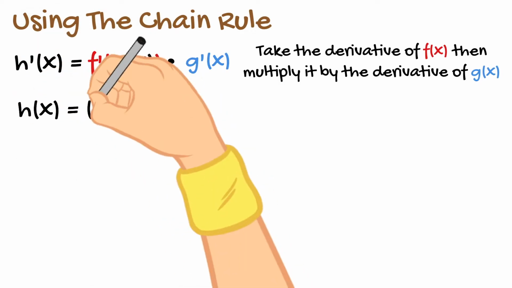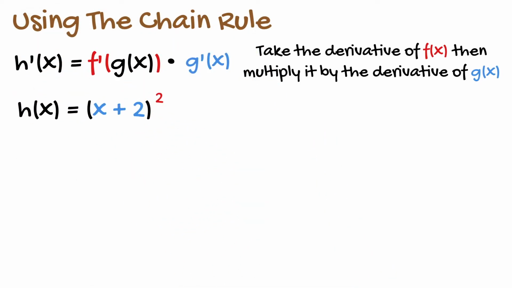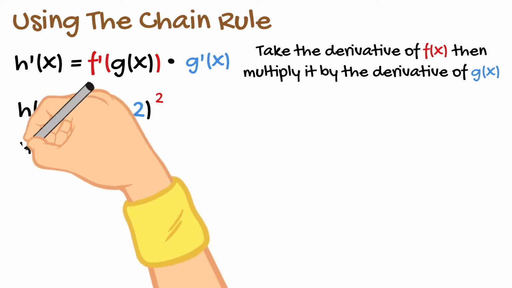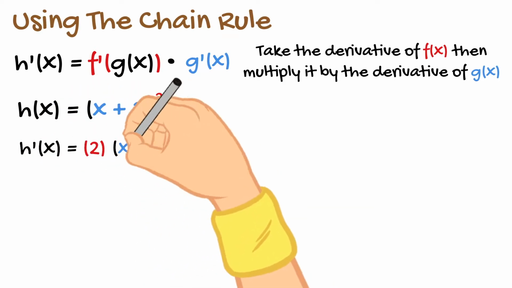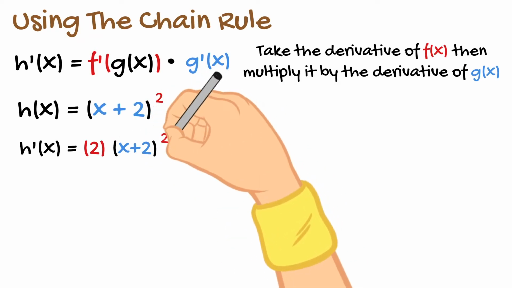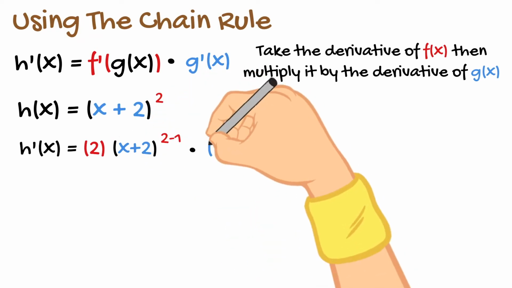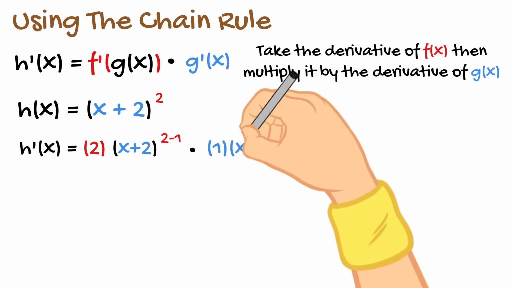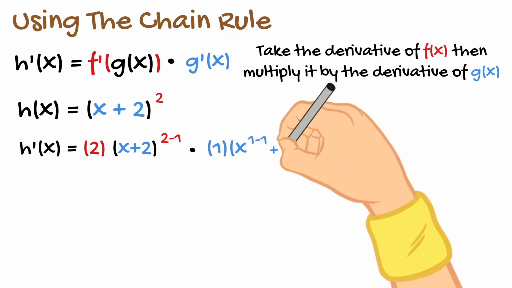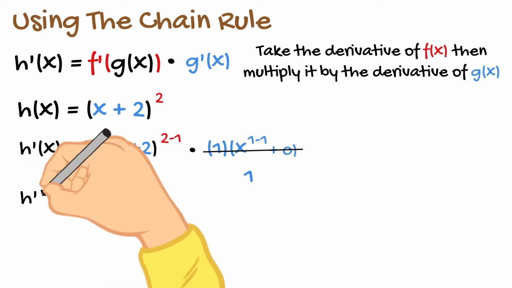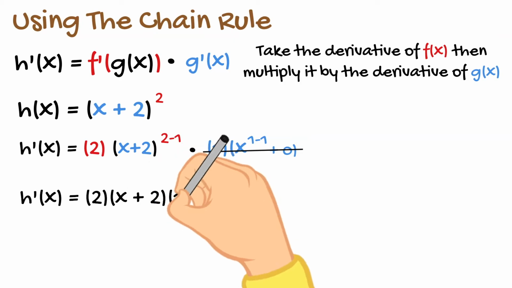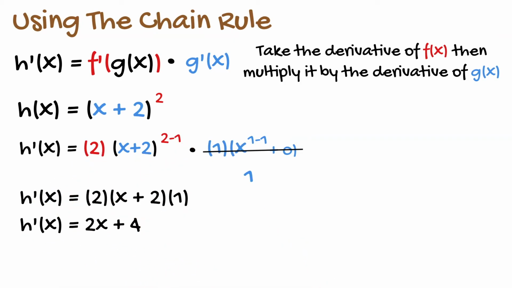h of x is equal to (x plus 2) all squared. So h prime of x is the derivative of the outer function, which is 2 times (x plus 2) to the power of 2 minus 1, times the derivative of the inner function, which is 1x to the power of 1 minus 1 plus 0, which is just 1. So we end up with 2 times (x plus 2) times 1, which is just 2x plus 4, which is the same answer that we got earlier in this video.